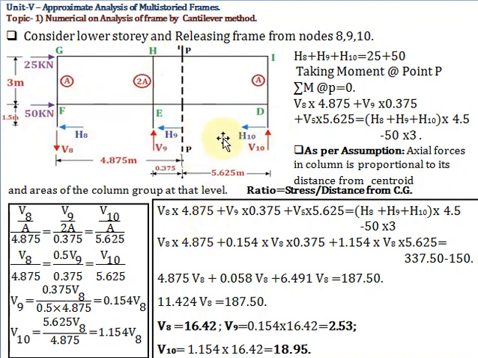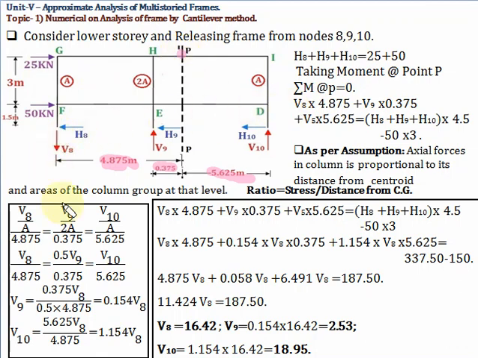Okay, so already we know the value of x bar now. What is the value of x bar? It is 4.875. From which column? From the first column. Okay, so this is now x1 bar, this is x2 bar and this is x3 bar. Now we'll apply the first equilibrium equation, that is summation Fx equal to 0. So H8 plus H9 plus H10 will be equal to what? 50 plus 25.